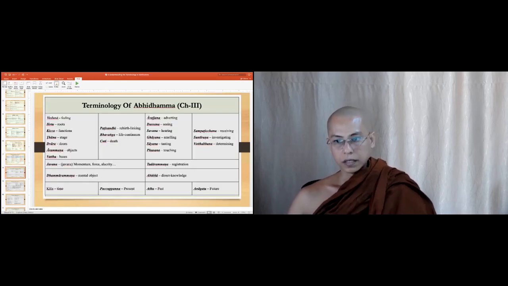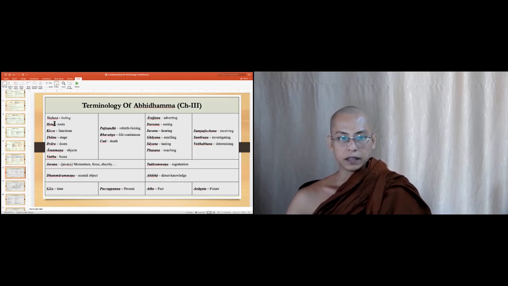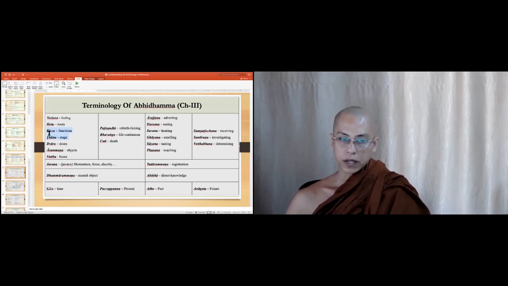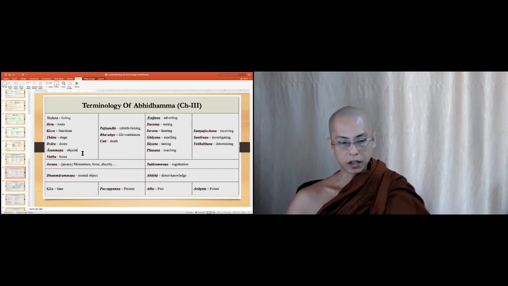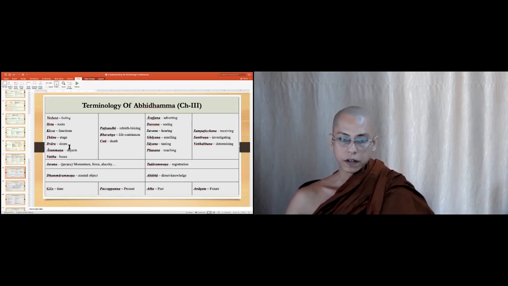Okay, for chapter 3, there are 6 sections. One is Vedana Sangaha, feeling. Hetu, roots, you already know. Kicca is function and Thana is stages, so Kicca and Thana come together in one section. Dwara is door; I already said about the 6 doors. Arammana is object, the 5 objects. You already see the form, the visible form, etc.